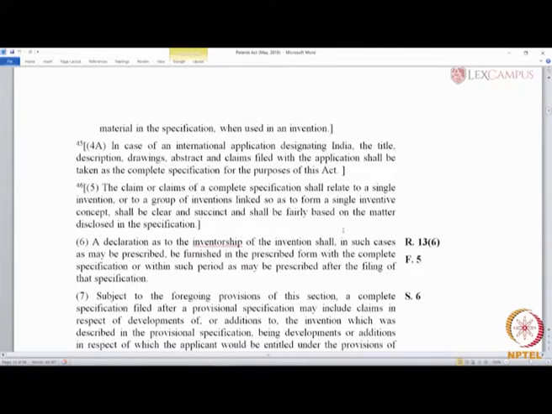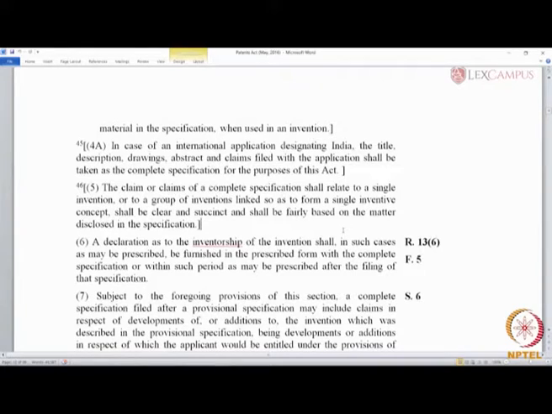Similarly, you cannot claim an invention or a part of an invention which you have not described in the descriptive part of the specification. So, the concept of fair basis tells us that every claim should be based on a description in the descriptive part of the specification. The description should disclose the claim, or the claim should flow from the description.